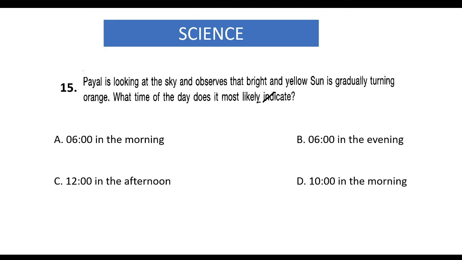Question 15. Payal is looking at the sky and observes that the bright and yellow sun is gradually turning orange. What time of the day does it most likely indicate? There are 4 options given. One is in the morning, one is in the evening, in the afternoon, and another in the morning again. So which would be the right answer?